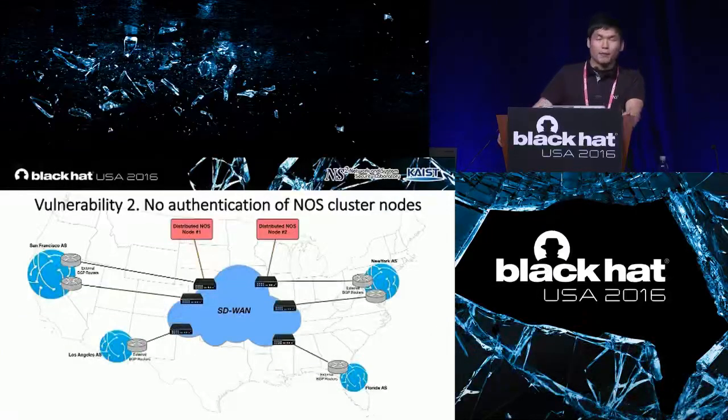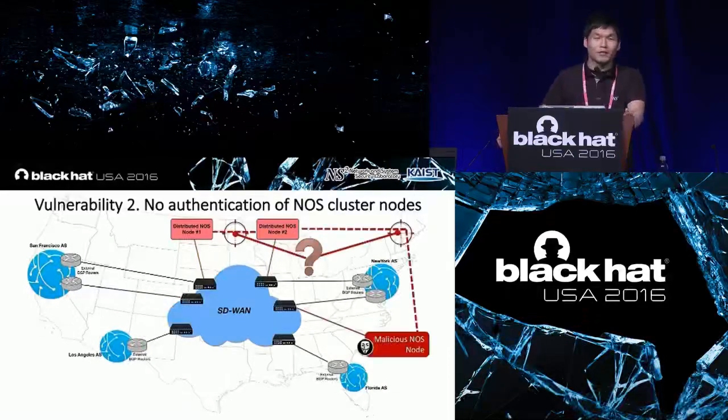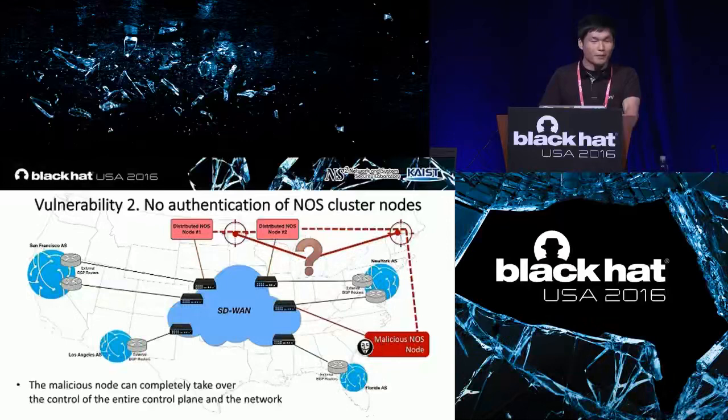The second problem of SDN controllers is that there is no authentication of SDN controller cluster nodes. As demonstrated, we were able to inject an arbitrary ONOS node into the ONOS cluster by simply manipulating the configuration file. This is a serious threat because the arbitrary ONOS node can completely take over the control of the entire control plane and the network.